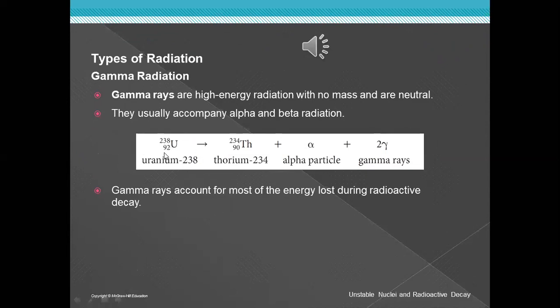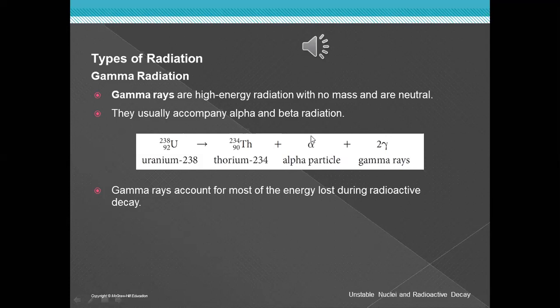Uranium, atomic number 92, mass number 238. Uranium can decay into another atom called thorium, which has atomic number 90 and mass number 234. So what is the difference between thorium and uranium? It will produce alpha particles and two gamma rays.